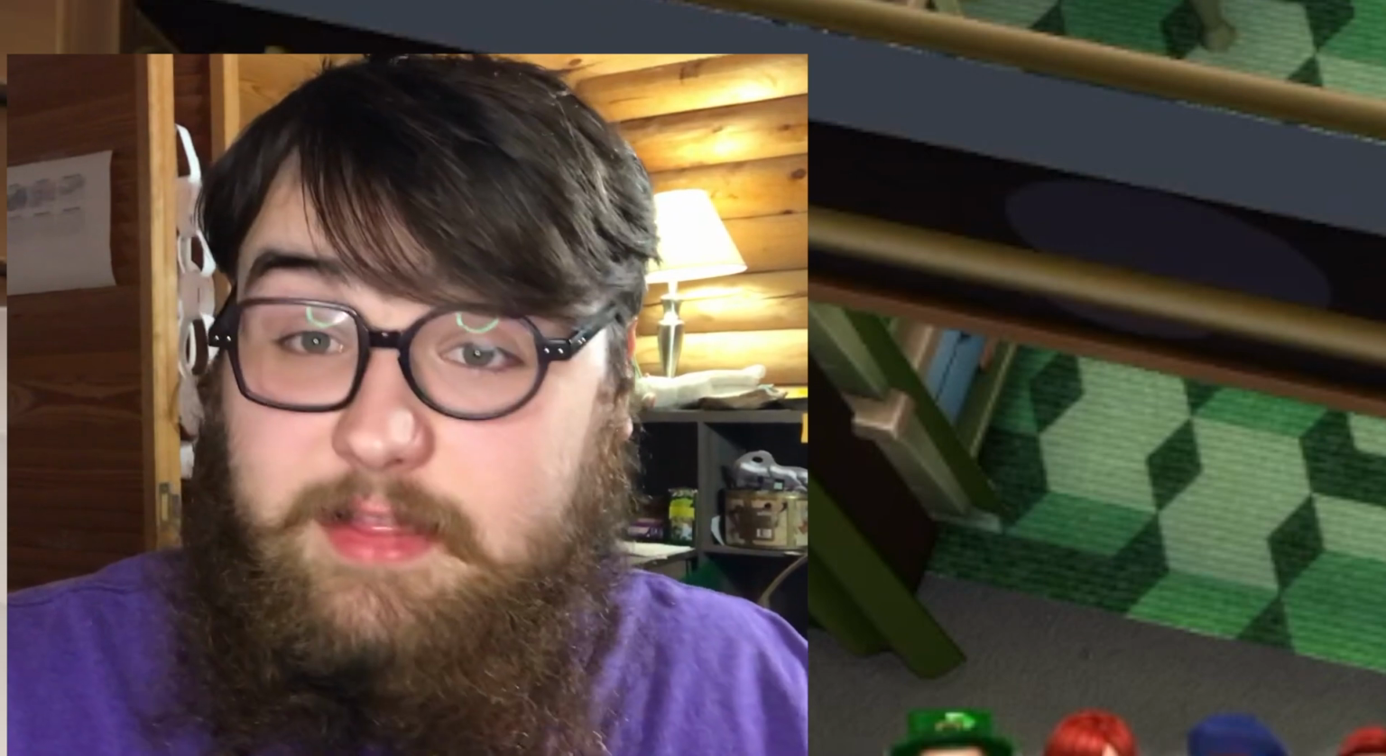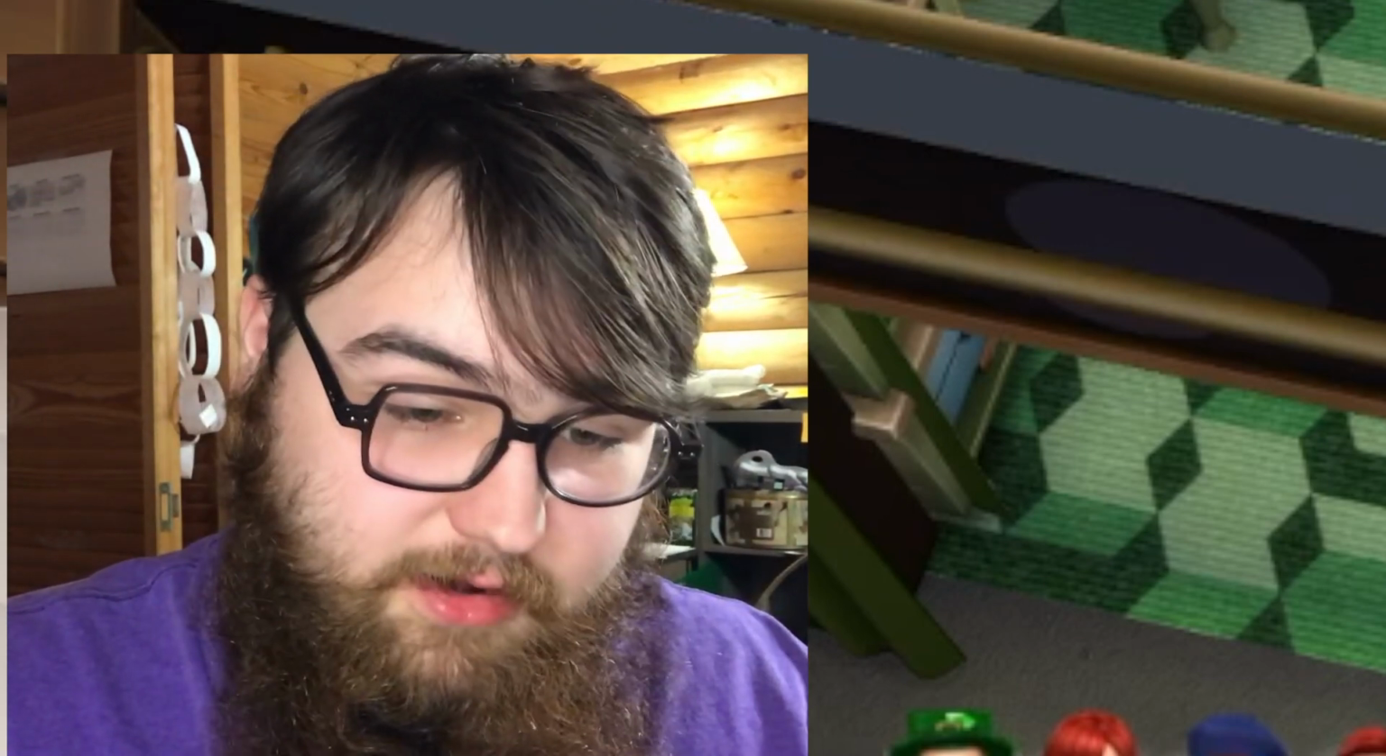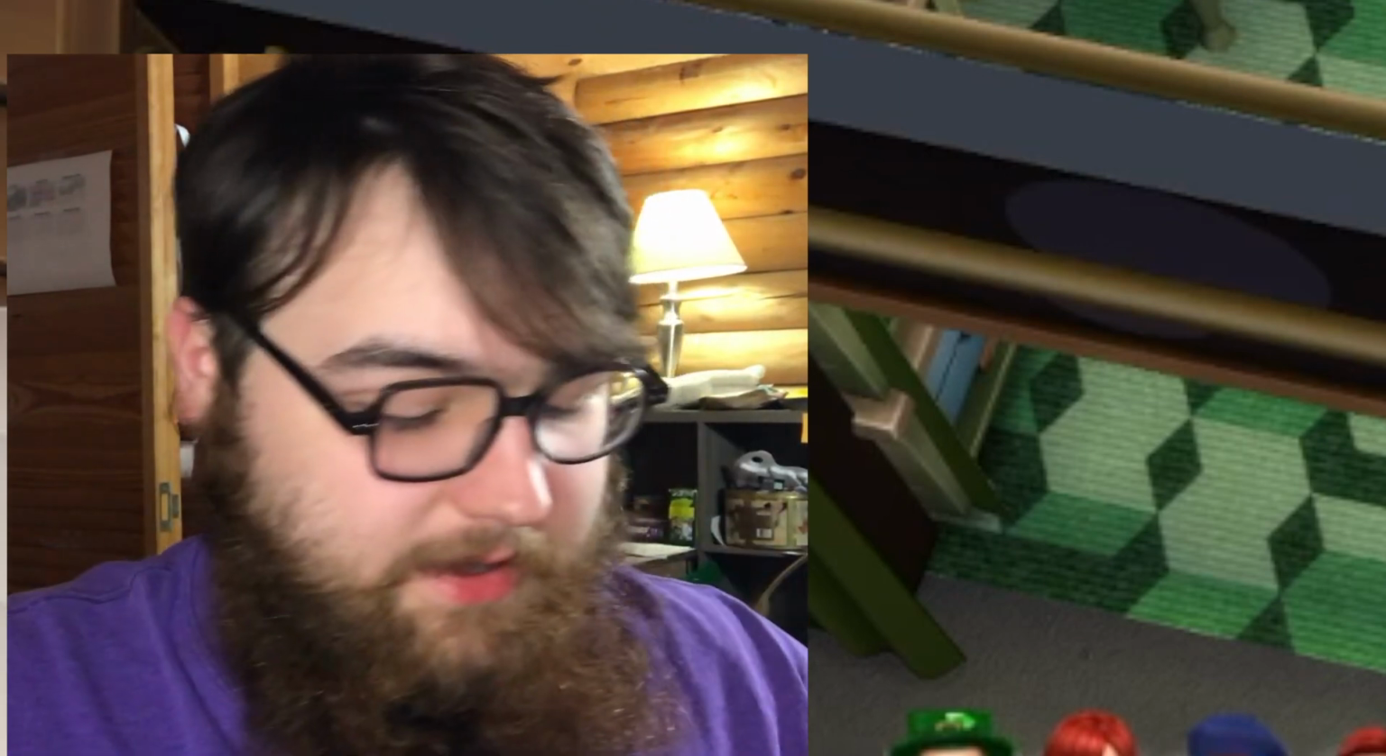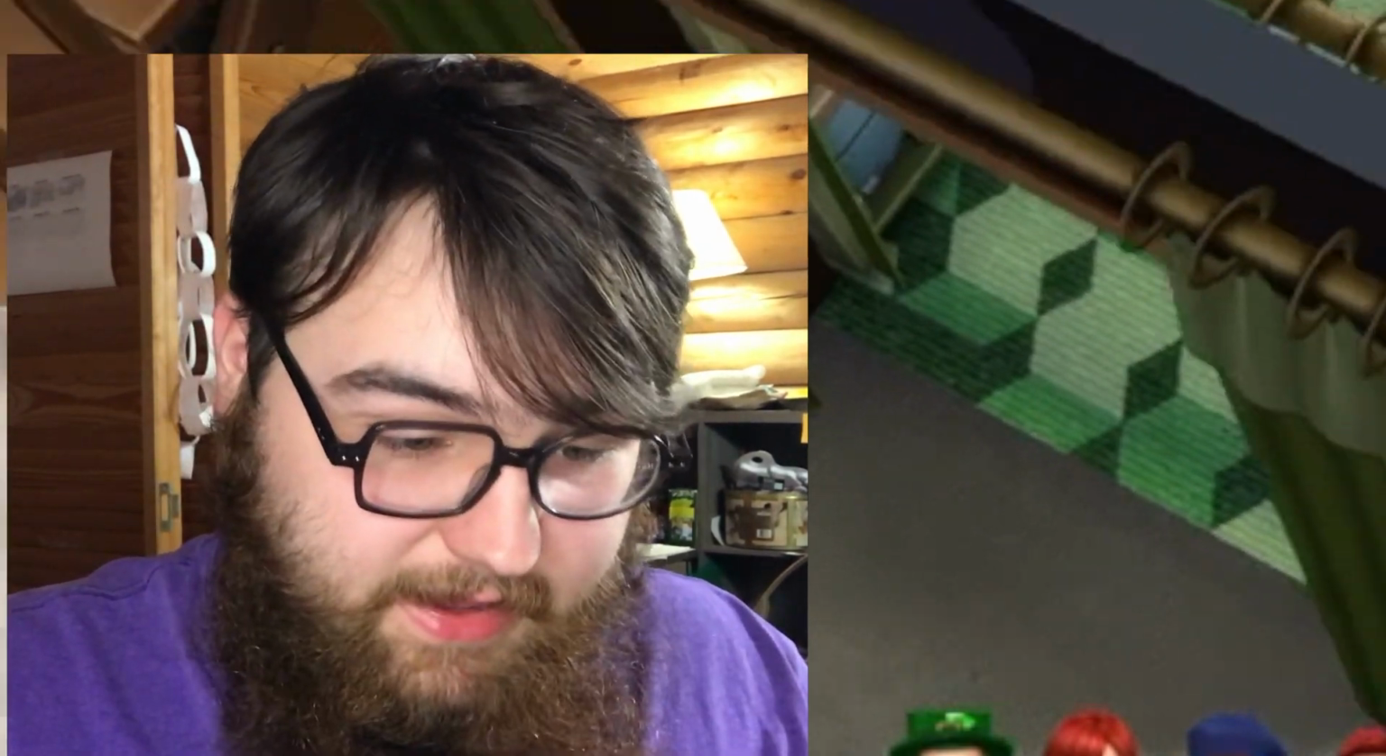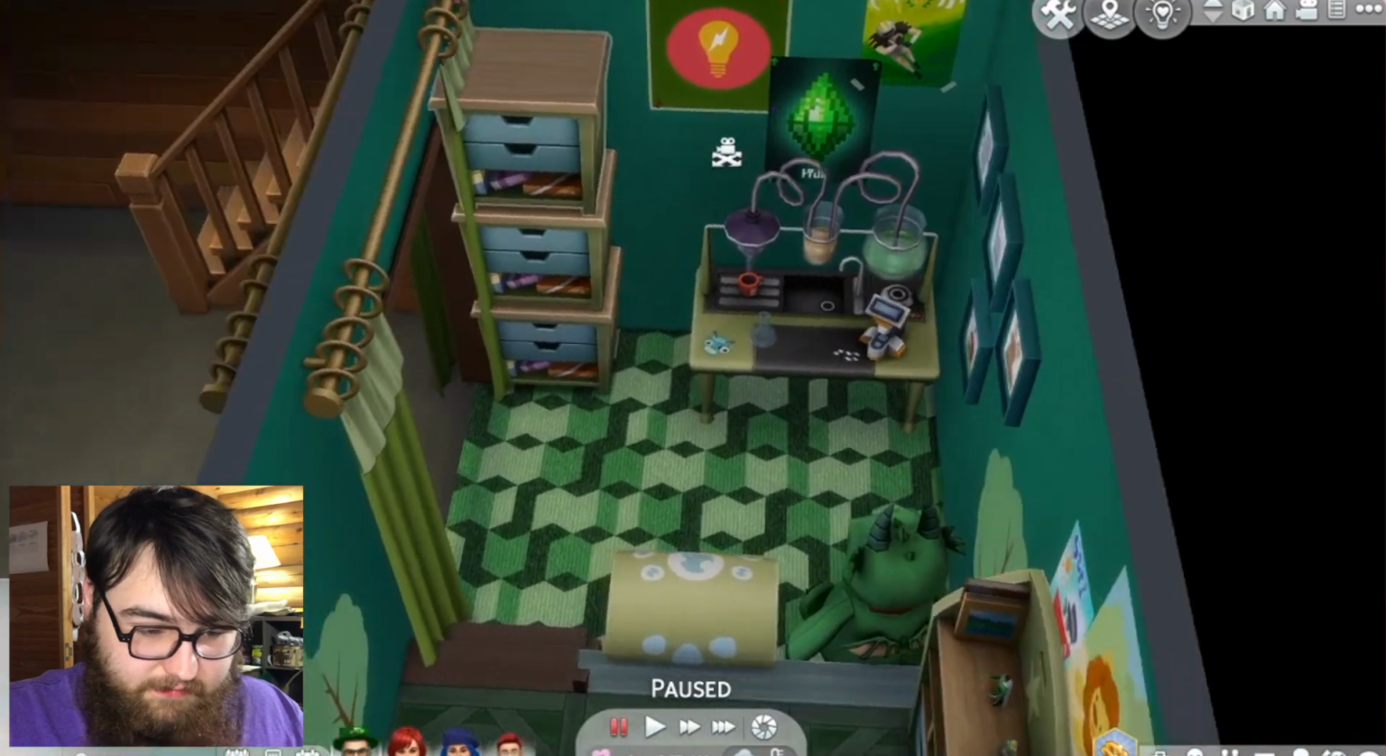I actually really like the way the house turned out, even though it's mostly red, because I don't really like red and I didn't expect to like it, but I do actually really like it. But the green rooms are definitely my favorite.